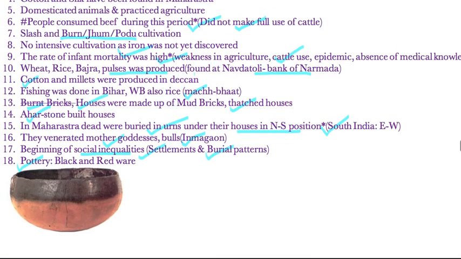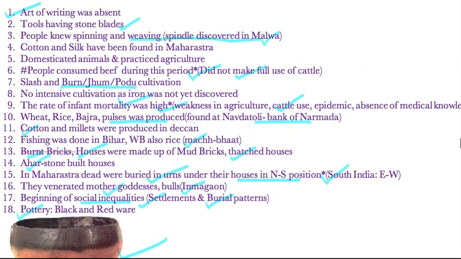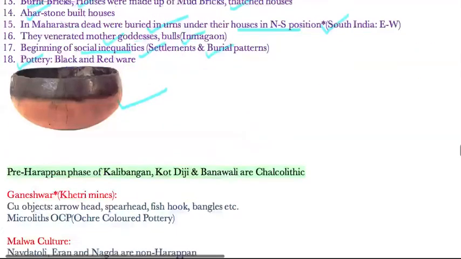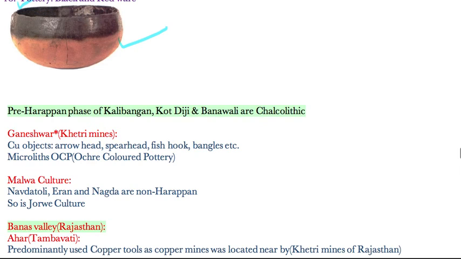So this is one of the examples of black and red ware. You can note down these facts, and these are the facts for the Chalcolithic period taken from NCERT. Then, what is important? The pre-Harappan phases of Kalibangan, Kot Diji and Banawali are also Chalcolithic period. As I said, the Chalcolithic period was spread out, and some of its parts were pre-Harappan and other parts were post-Harappan. So the pre-Harappan phases of Kalibangan, Kot Diji and Banawali are Chalcolithic.